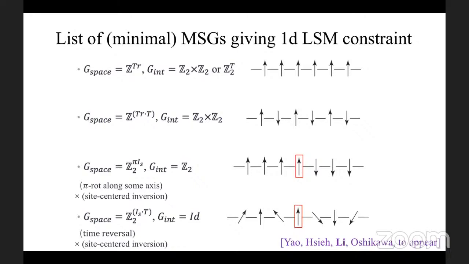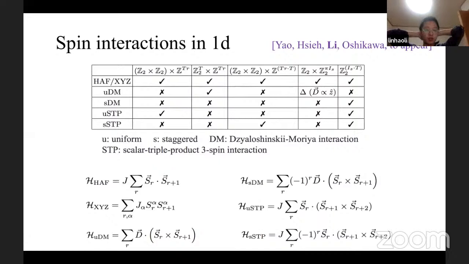So here we summarize the 1D spin interactions, which include the Heisenberg interaction, the XYZ interaction, the scalar triple product three-spin interaction, also named the chiral three-spin interaction, and the last one is the Dzyaloshinskii-Moriya interaction. Their coupling coefficients can be uniform or staggered. Now we also list whether they respect the symmetries in our LSM constraint. Based on our list, each interaction will have an LSM-type incompatibility, which is protected by some global symmetries.